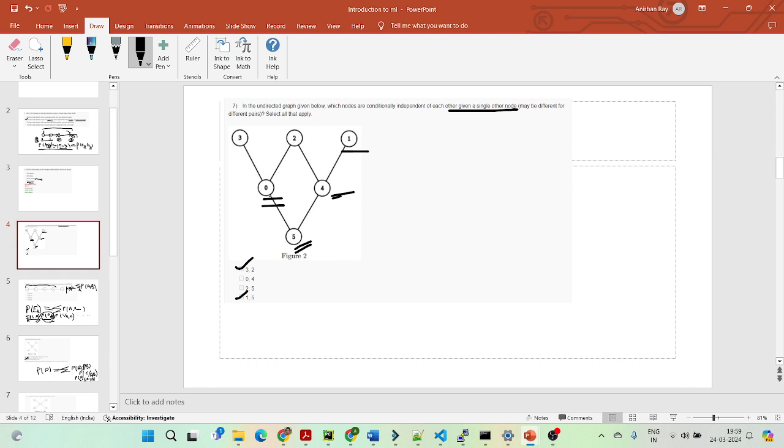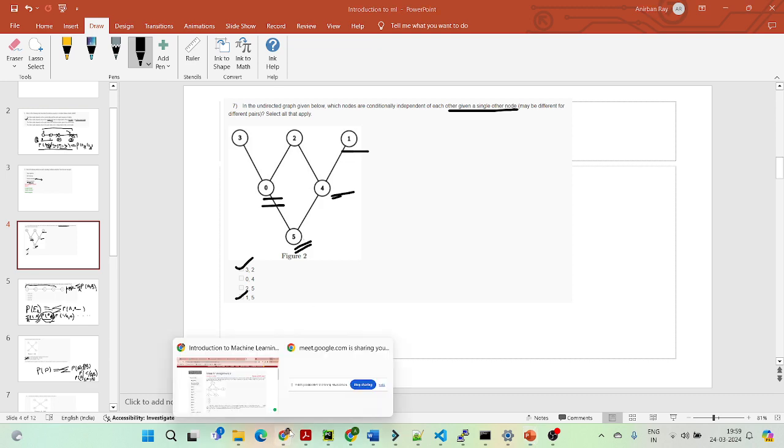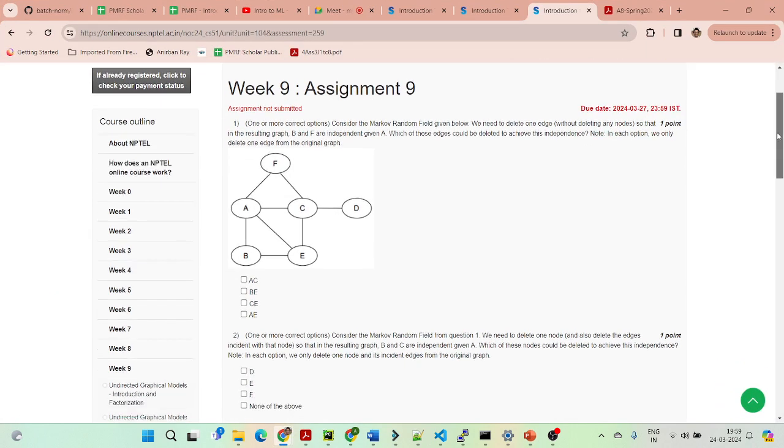This is the one. As you can see, 0 and 4 are not independent even if 2 is given, because 5 is unknown. Okay, so you have to think along these lines, and you will be able to reach the solution.